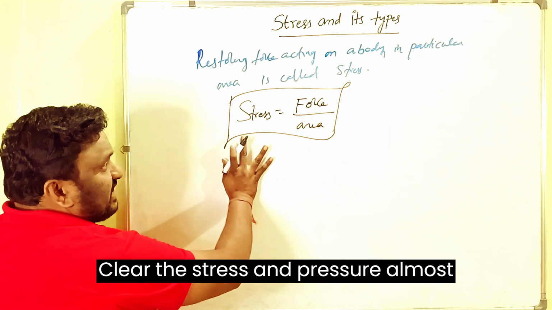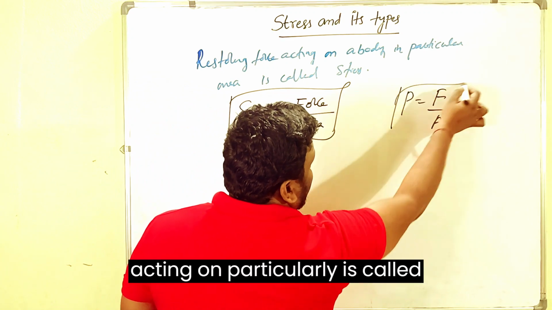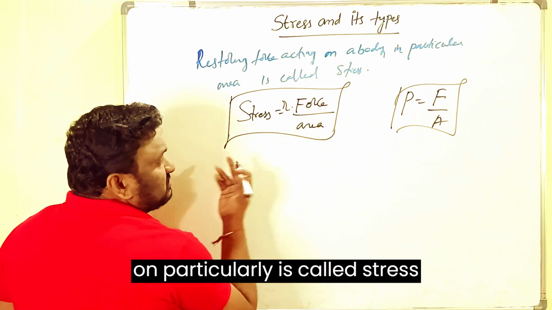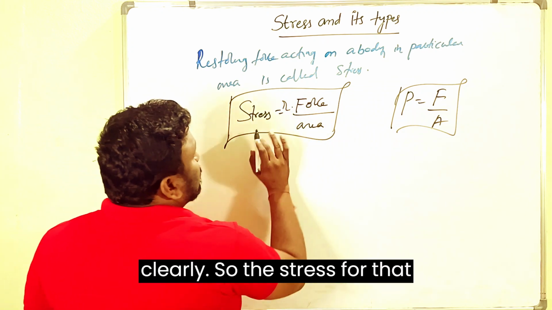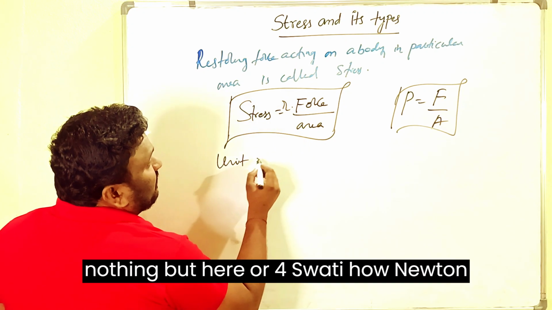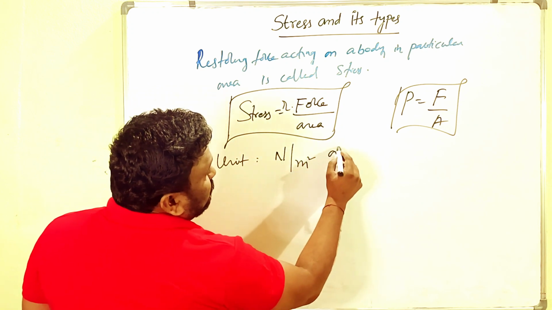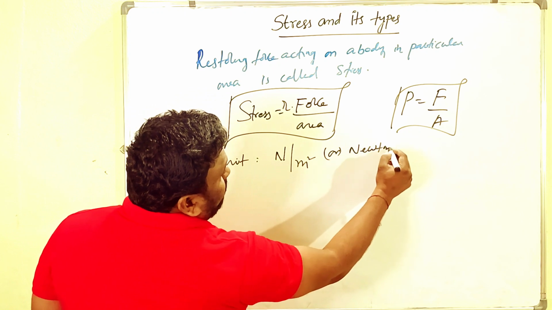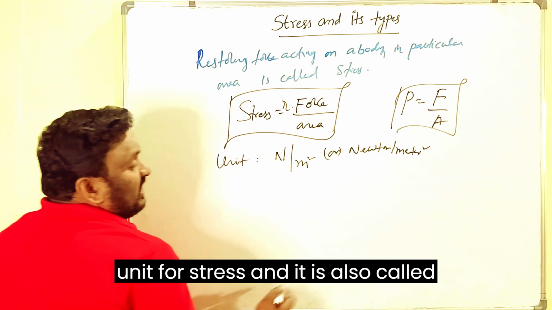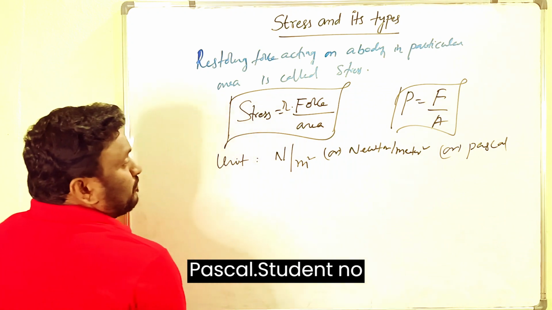Clear? So stress and pressure both have almost the same formula. Force acting on a particular area is called pressure, and the restoring force acting on a particular area is called stress. Clear? So for stress, what is the unit? The SI unit is Newton for force, meter square for area. So Newton per meter square is the unit for stress, and it is also called Pascal. What do you call it? Pascal.